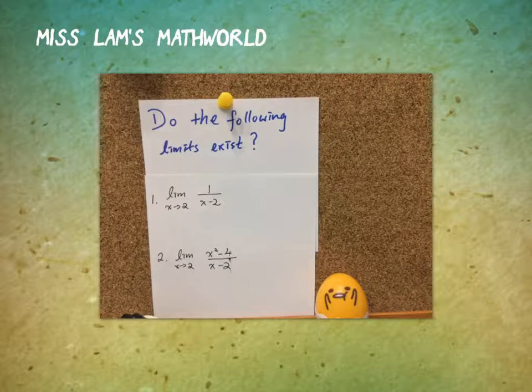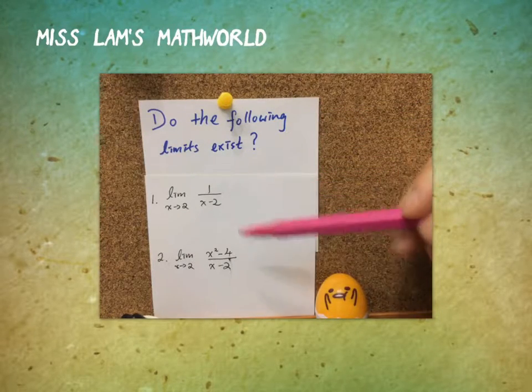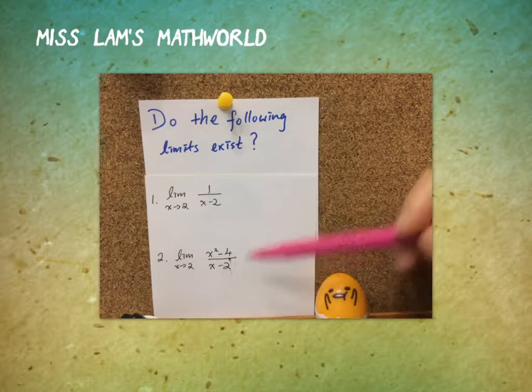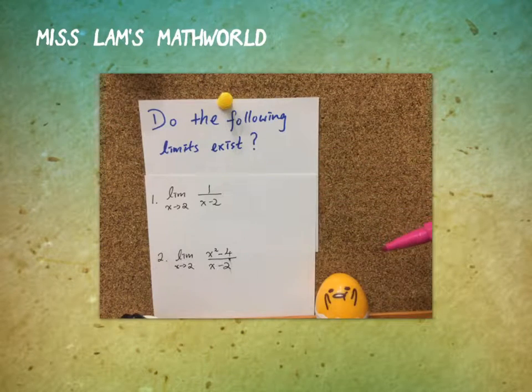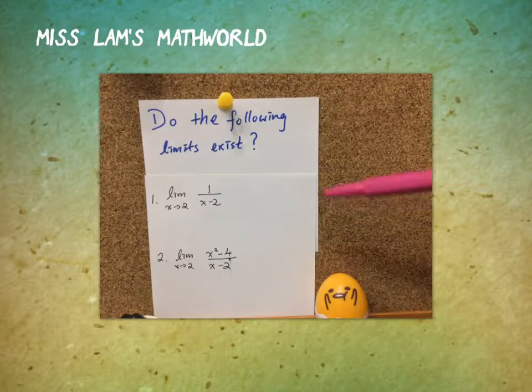For question 1 and question 2, we need to check whether both the numerator and denominator are equal to 0. If not, the limit does not exist. So this time, the answer is quite clear for question 1.